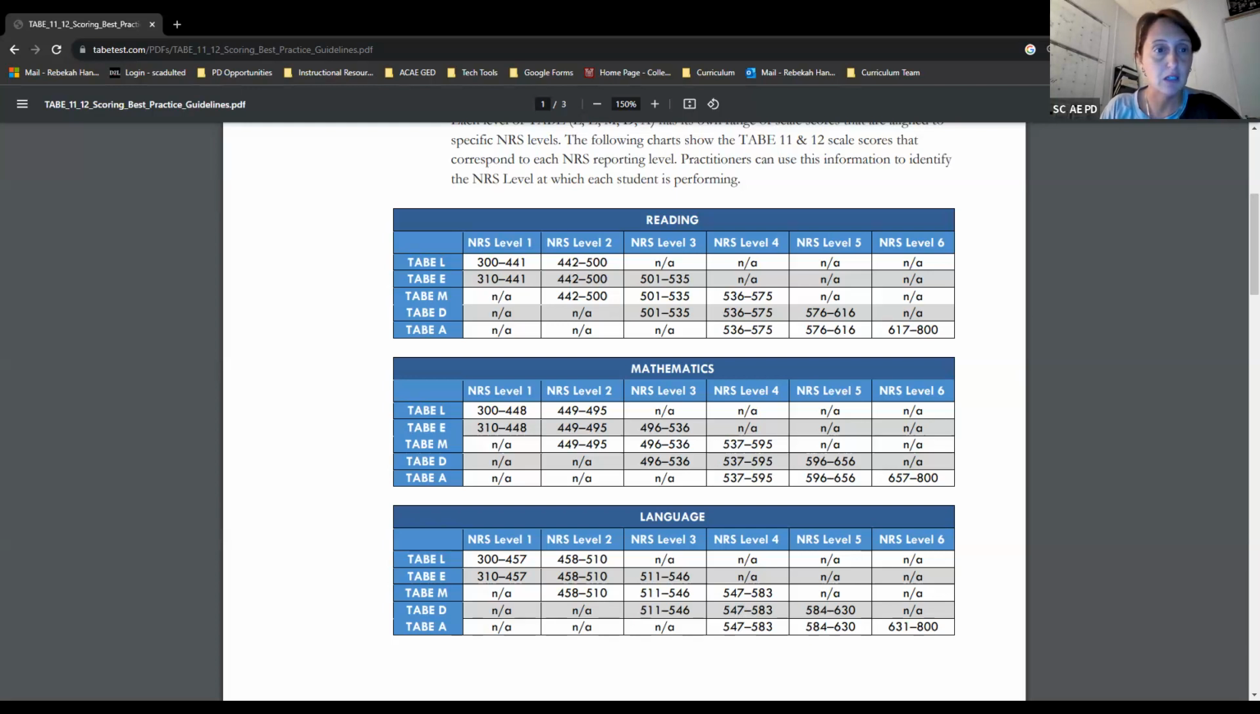And Tracy, I see your hand. Yes, in that situation, if someone's pre-tested at the end of a level, like if she would have pre-tested in the E level, but at the NRS level 3, would she not be pre-tested at the M level because she cannot make a gain?